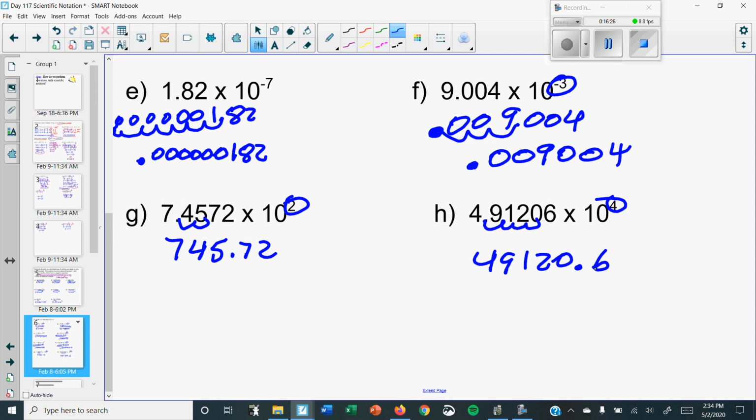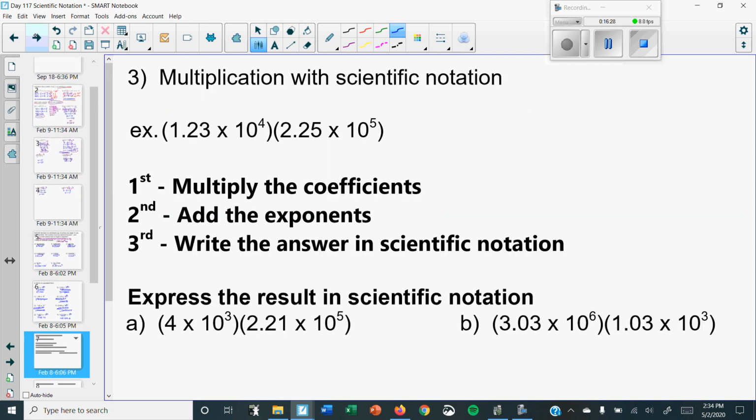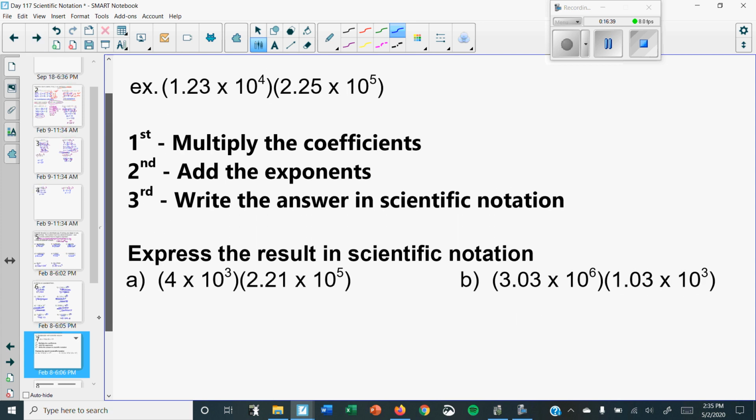49120.6. Okay, not that hard. Okay, now with multiplying and dividing. Again, personally, I like using a calculator. I'm going to teach you how to do it by hand, though, first. Again, it depends on your teacher. I would ask your teacher what they want.